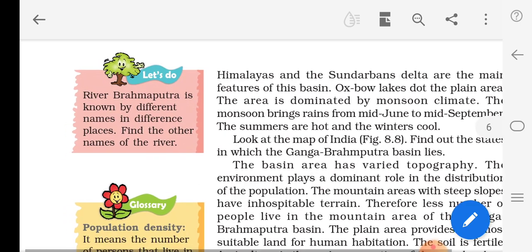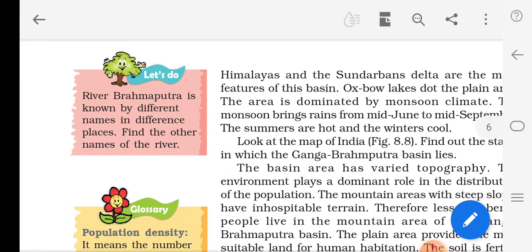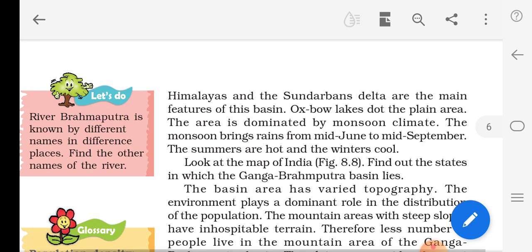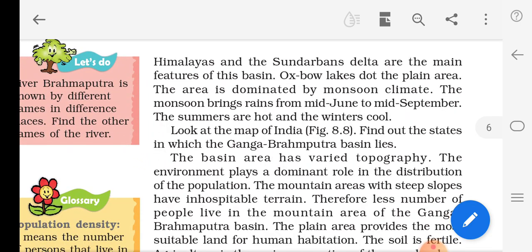Now there is an activity: River Brahmaputra is known by different names at different places. Find out other names of the river. Let's see what are the names for the Brahmaputra. In Bengali they call it Jamuna. In Tibetan language it's Sangpo. In Chinese the name is Whirling Jumbo Ziang. Have you known the different names of Brahmaputra? In Bengali they call Jamuna, in Tibetan they call Sangpo, and in Chinese they say Whirling Jumbo Ziang.